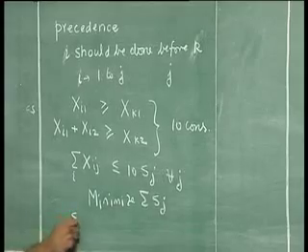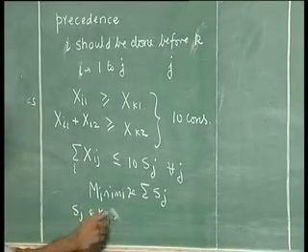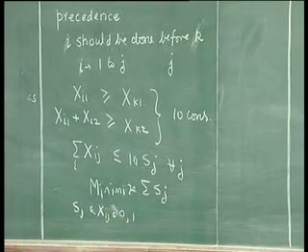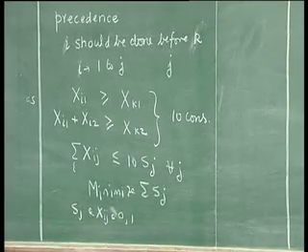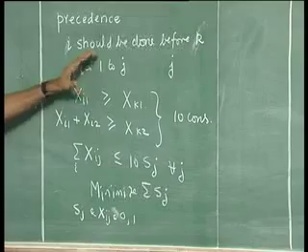So, Sj and Xij, I am sorry, both are 0-1 variables. So this is the formulation of the line balancing problem. The only thing is, for every precedence constraint or condition, you will have this many constraints that appear.